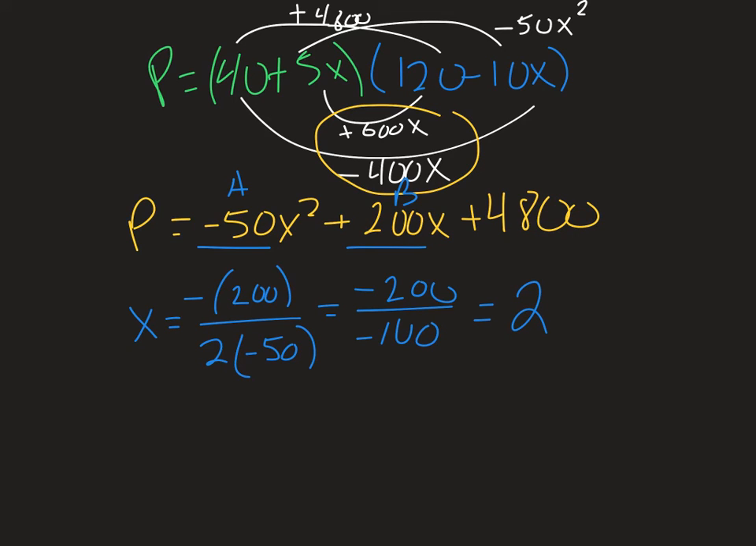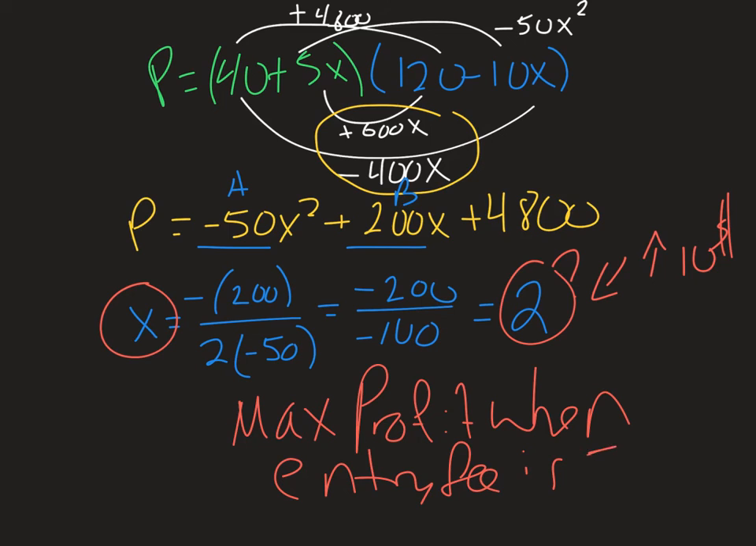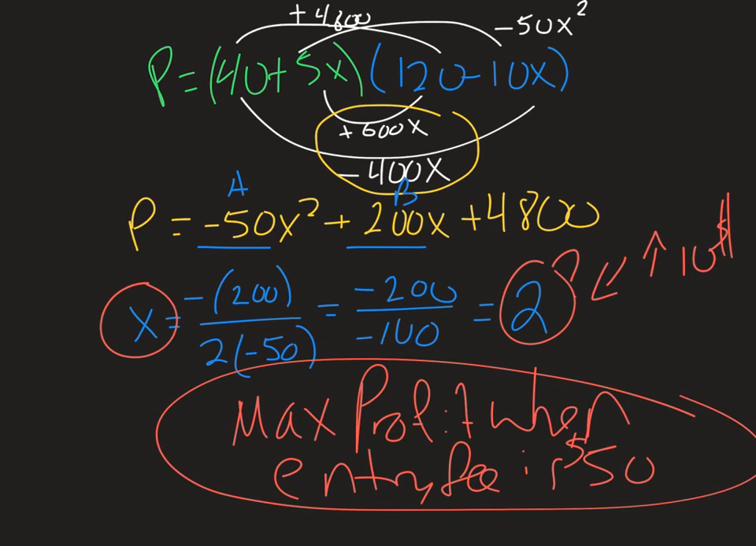Now I have to really think about what this 2 means, and that depends on what I called x. Recall that x was the number of times we increased the price by $5. So this tells me we want to up the price by 10, which means that we are going to have our maximum profit when our entry fee is $50. And that would be the solution to this question.